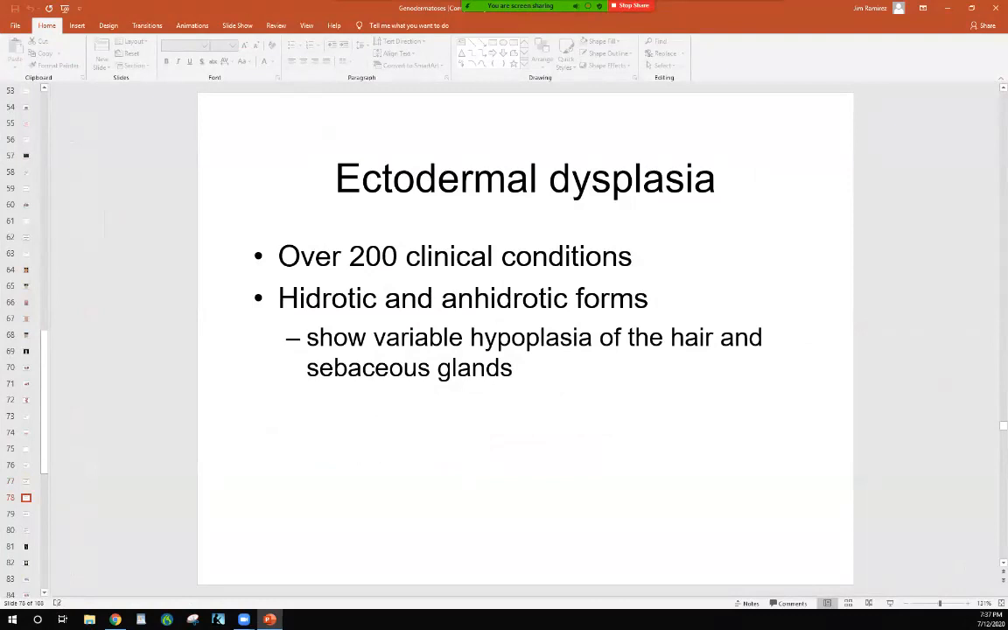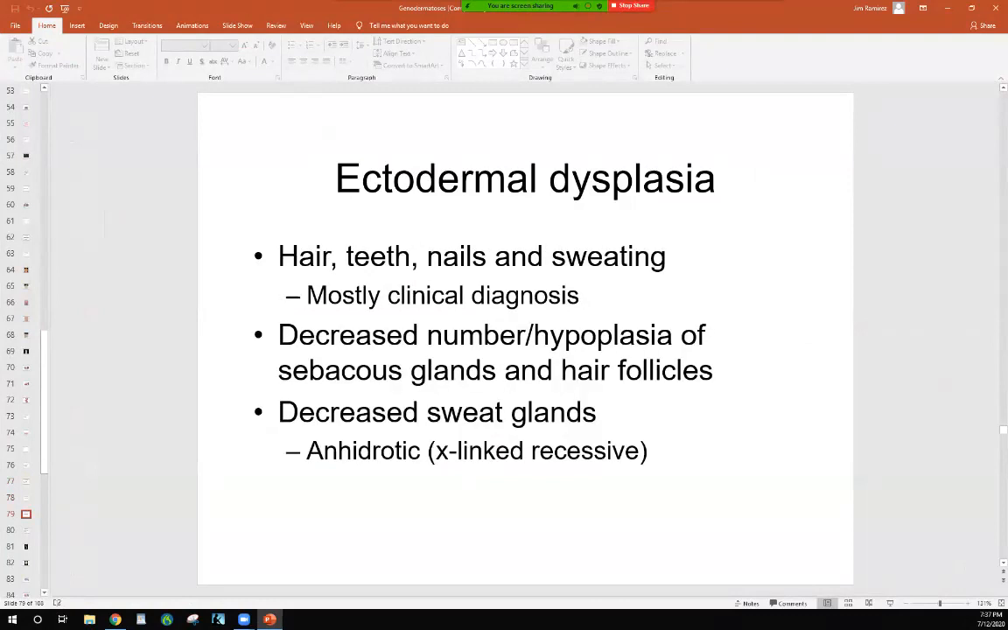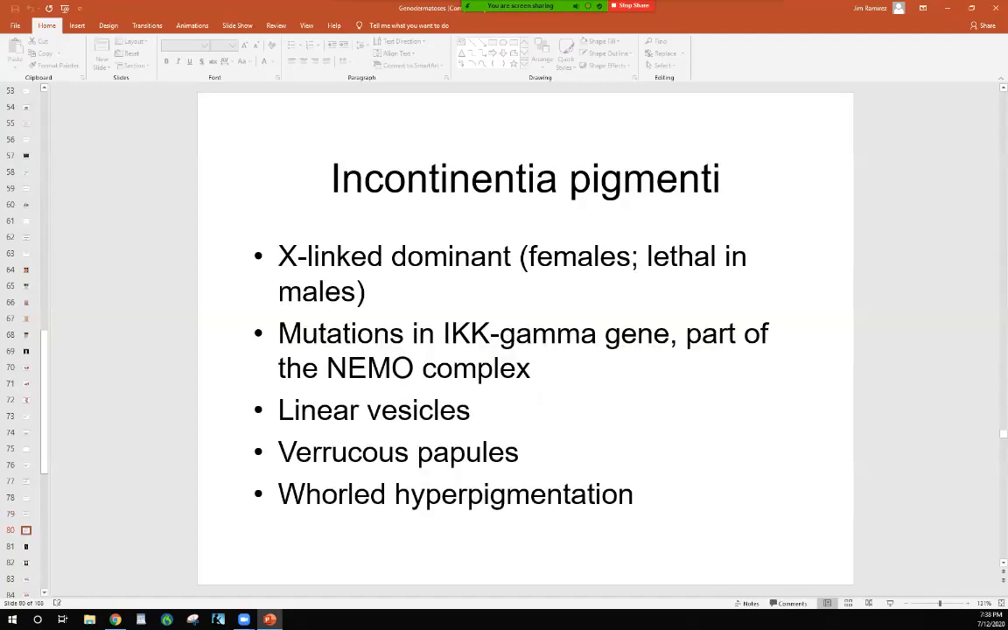Variable hypoplasia of the hair and sebaceous glands. This involves the hair, teeth, nails, and sweating. It's really mostly a clinical diagnosis. The histopathologic correlate is actually almost nil. Decreased number or hypoplasia of sebaceous glands and hair follicles, decreased sweat glands, and we're not going to say too much more about that. We will talk about incontinentia pigmenti.